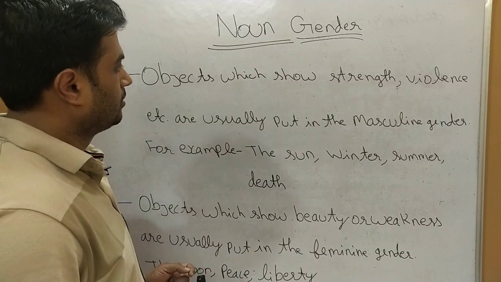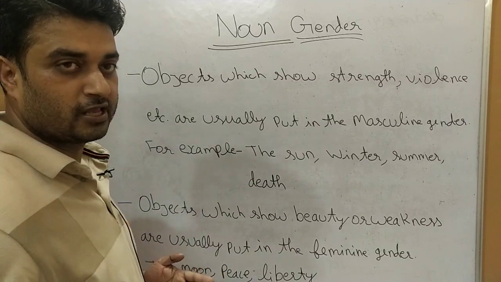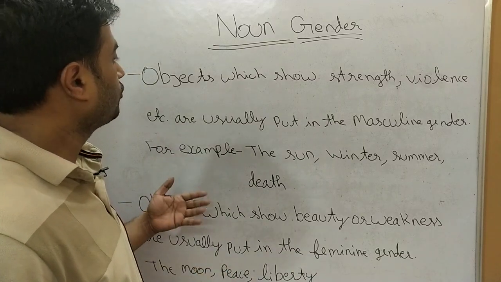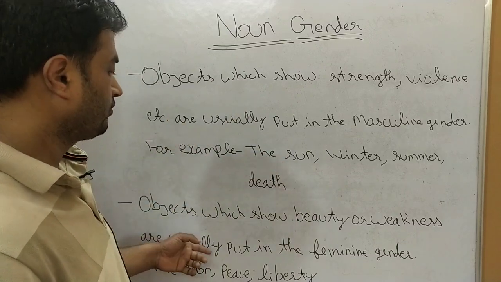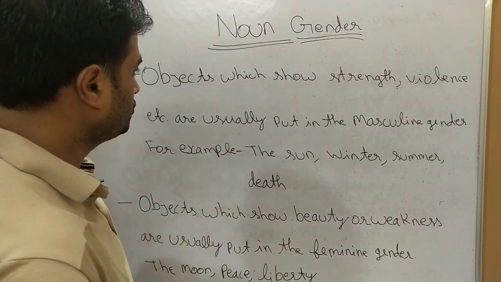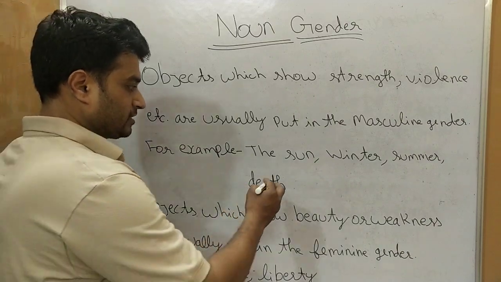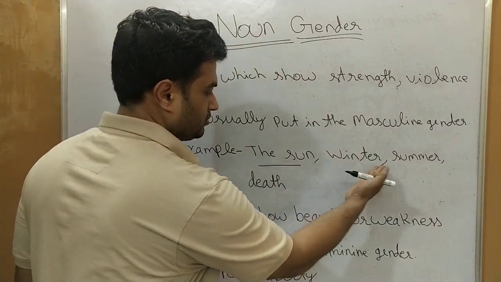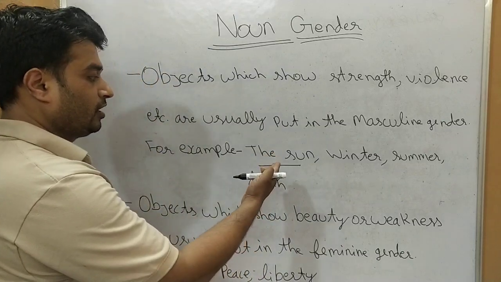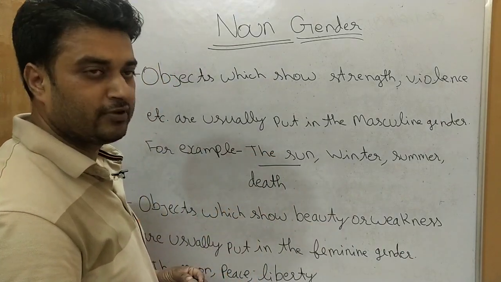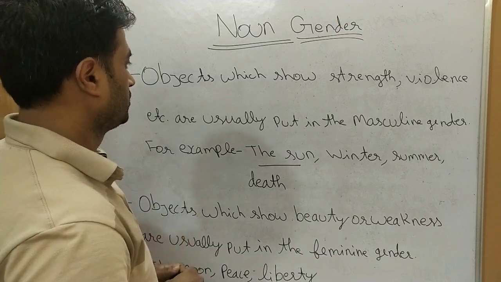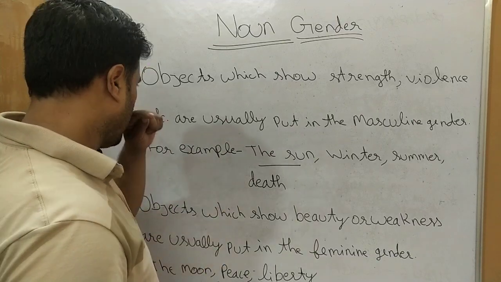And now the question is, you may be thinking, under what conditions we will put them in the masculine gender or in the feminine gender. So the condition is when we treat these things like the sun, winter, summer or death like human beings, like living beings, then we have to put them in the masculine gender.